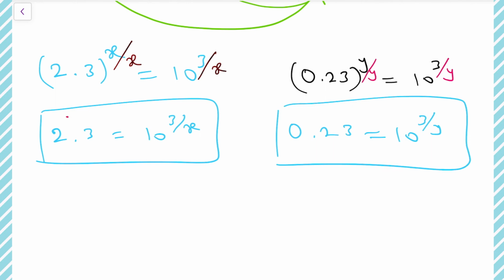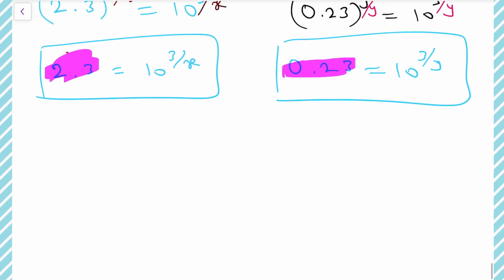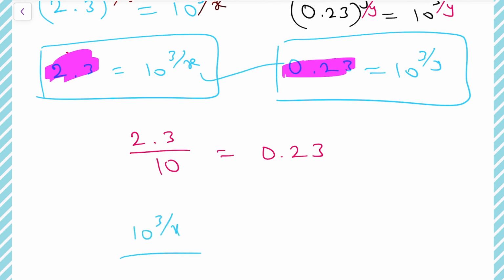Okay, now if we observe this number 2.3 and this number 0.23, there is some connection between these two. That is, 2.3, if we divide it by 10, we will get 0.23. Now let us substitute the values. The 2.3 value is 10 power 3 by x, divided by 10 can be written as 10 power 1, equals the 0.23 value, 10 power 3 by y.